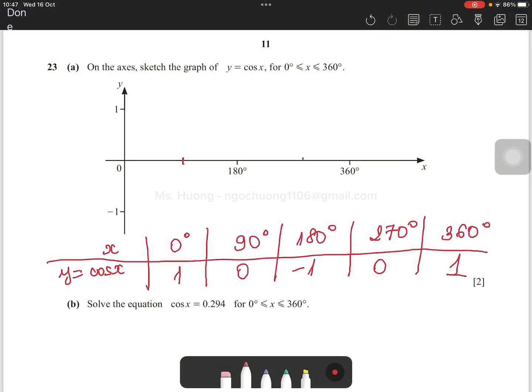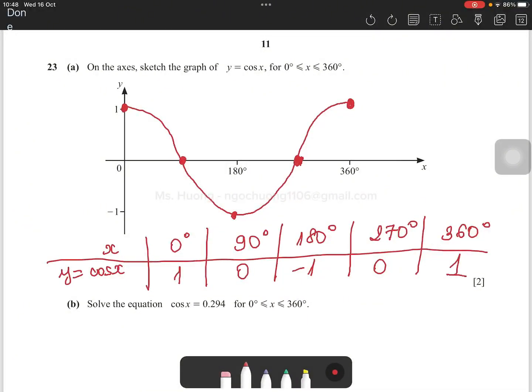So we just plot these points together. 0, 1 is the first point. 90, 0 is here. 180, -1 is here. 270, 0 is here. And 360, 1 is around here. And now we join these points together using a curved line to complete the graph of y equals cos of x.